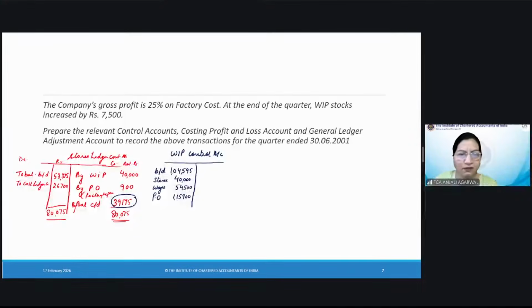So this is all that you have incurred as WIP, 1,04,595 plus 40,000 plus 54,500 plus 1,15,900. So the total WIP or work in progress or total expenditure you had incurred on production is 3,14,995 together with the opening stock.